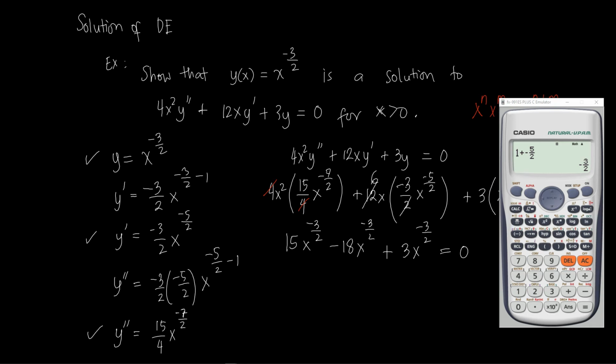Now, combining like terms, same ito, tsaka ito. So, ibig sabihin, pwede nating i-add yung mga numerical coefficients. So, pwede natin i-add ito, tsaka ito. Okay. Add natin. Ano yung result? 0, sir. 0. So, 0 is equal to 0. That means yung given natin na function is a solution to DE kasi nga nasatisfy natin yung DE natin.